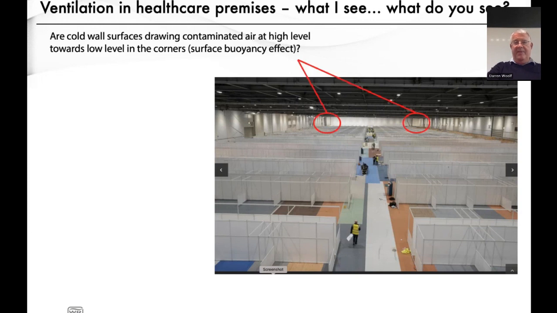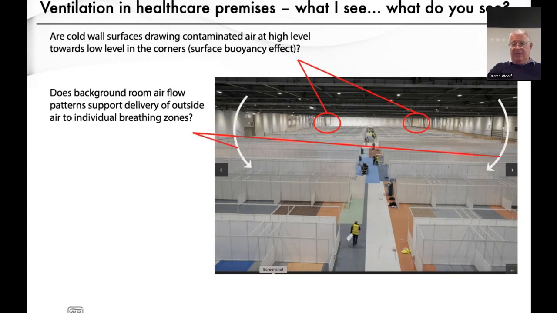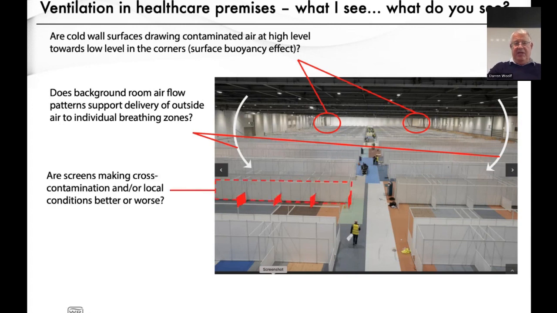So I'm very immediately attracted to the corners. Are there cold wall surfaces drawing contaminated air at high level toward low level? So these surface buoyancy effects. Then I'm thinking, I don't exactly know from that picture where the high level air handling units probably are. We like to draw these nice arrows. That's not quite how it works. But does the background room airflow pattern support delivery of outside air to individual breathing zones?